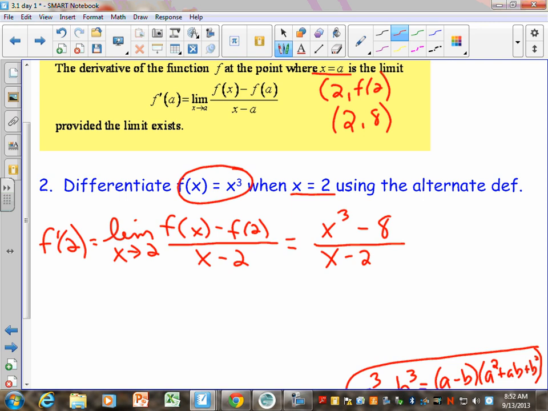It's still a problem for us to take the limit right now, though, because I can't plug 2 in here. Right? 2 minus 2 is 0. But if I factor the top into what it factors into, x minus 2, and then it's the first one squared plus the first one times the second one, which is 2x, plus the last one squared, all over x minus 2. Right. You don't double the term. You just multiply the first times the second. And if you multiplied that back out, you would get x cubed minus 8.